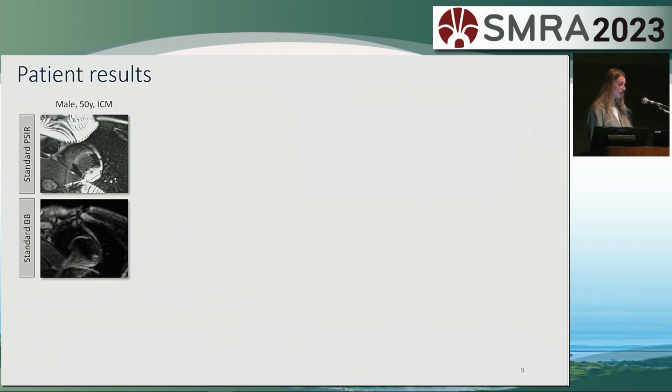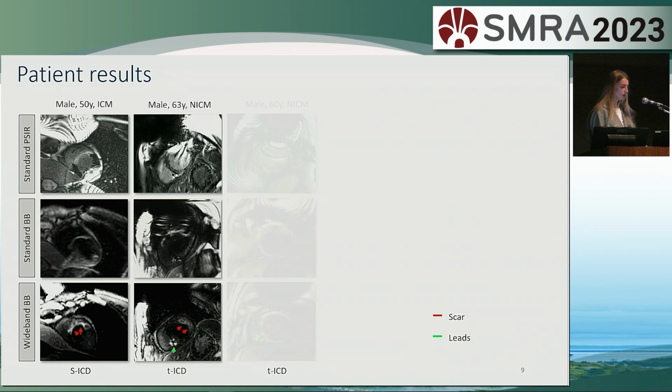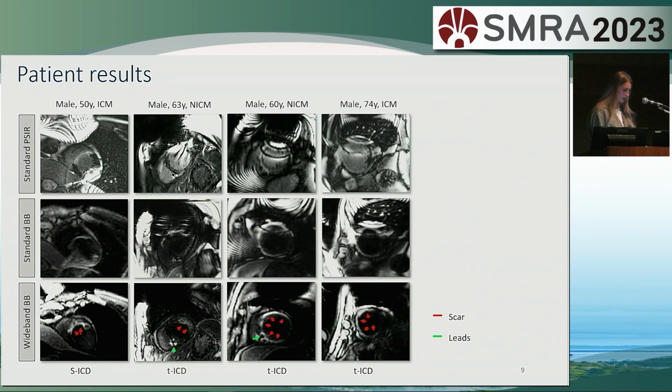Now for patient results, so at the top you can see standard PSIR that was highly affected by hyperintensity and ripple artifacts. We can see nevertheless a scar tissue, but there might be scar tissue that can be hidden by the artifacts. Standard black blood was also affected by hyperintensity artifacts that were reduced or even suppressed using wideband black blood imaging. This patient had a subcutaneous ICD. The results for the 3 other patients who had a transvenous ICD were similar.